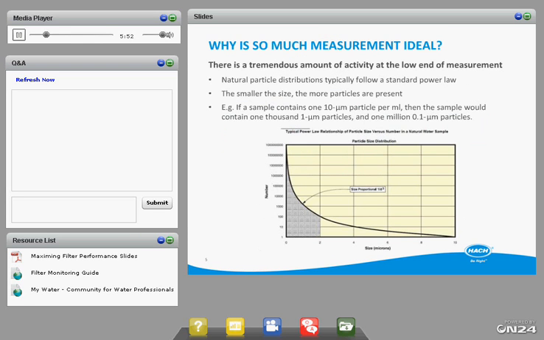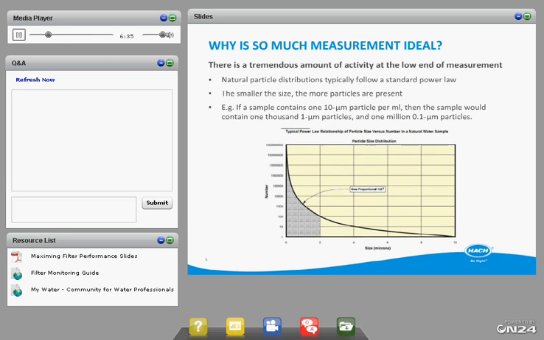So, why is so much measurement ideal? Well, there's a couple of reasons for this. Number one, the particles that are coming into a water plant are following a standard power law. So this means that the smaller the size of the particles, the more particles are present. As an example, if in the sample we have a single 10 micron particle per milliliter, then that sample would, in theory and in practice, contain 1,000 1 micron size particles and 1,000,000 particles that are 1/10 of a micron in size. So there's an awful lot of activity that's happening at that very low end of the measurement spectrum.